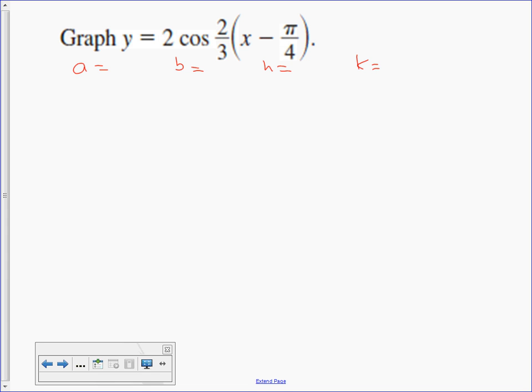A is 2, very good. B is 2/3, very good. Very good. Is it negative or positive? Good. A is 0.